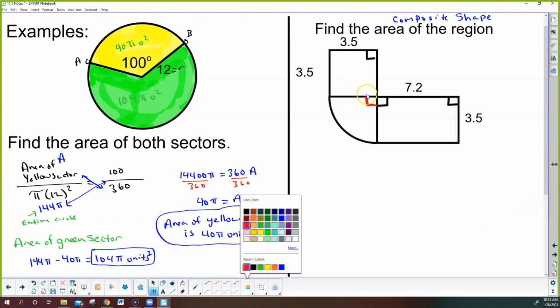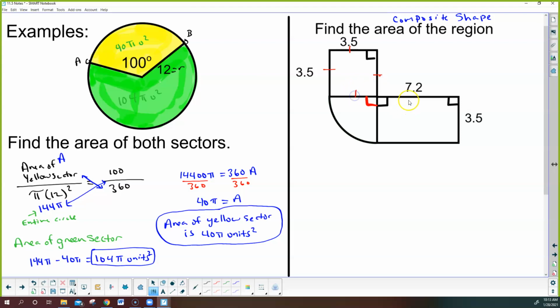And we could also make the conclusion here that these are congruent. So the only difficulty in this is finding the area of this portion. And there's a couple ways to do it.